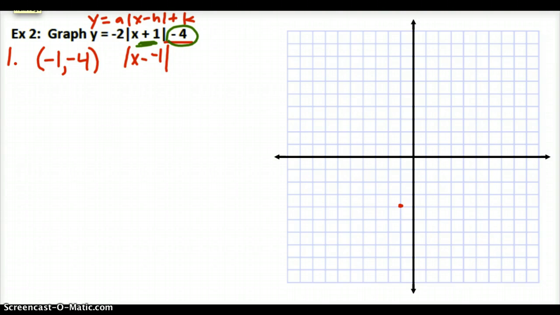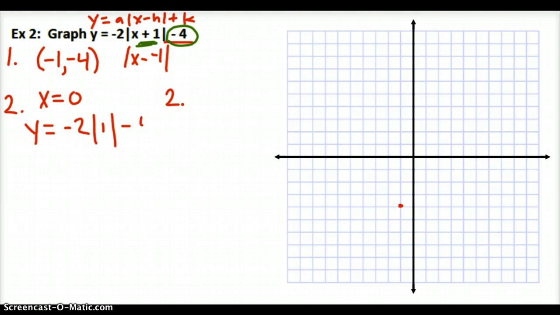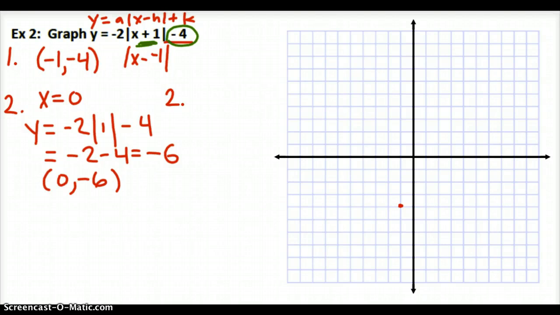And then remember for step 2, I have 2 options. I could either pick a value for x and put that in there. I'm going to pick 0, because that's pretty easy. So let's say x equals 0. When x is 0, I get y equals negative 2 times the absolute value of 1, minus 4. Well, this is just negative 2 minus 4, which gives me a negative 6. So I need to plot the point (0, negative 6).